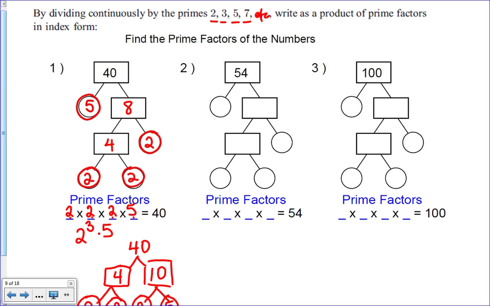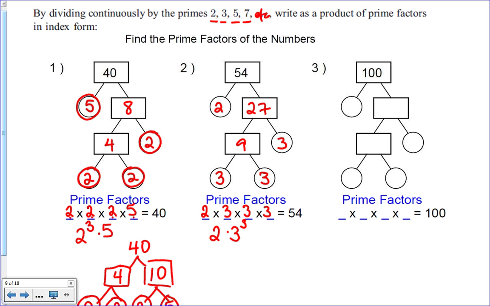54, if we're breaking it up into primes, as the directions at the top say to do, I can think of that as 2 times 27. 27 is 3 times 9, and 9 is 3 times 3, which means that we have 2 times 3 times 3 times 3. In index form, it's 2 times 3 to the power of 3.